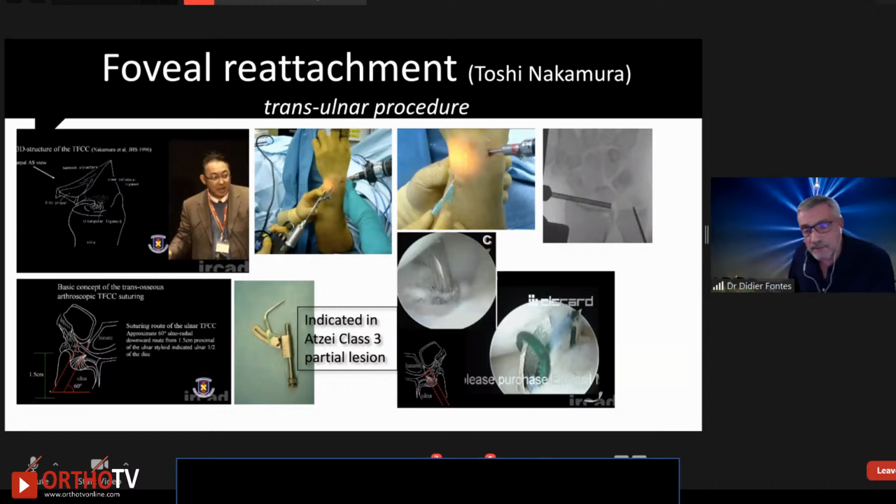Toshi Nakamura has described the transulnar reattachment. It's a very interesting procedure with the use of a little jig, but it's not very easy to put 1 or 2 pins to recover them, to put your suture. It's very long, very tedious, and we reserve it only for class 3 partial lesions when there is no intra-articular lesion, only in the DRUJ.